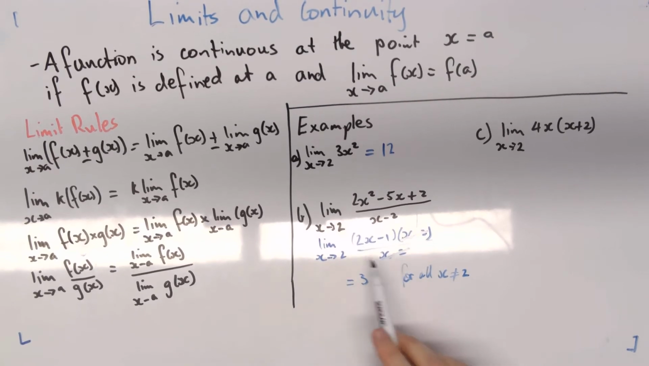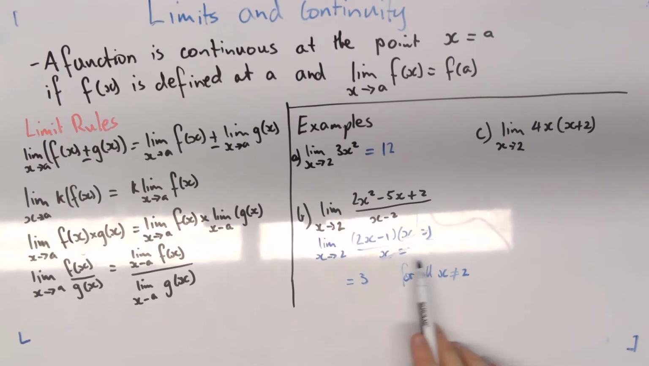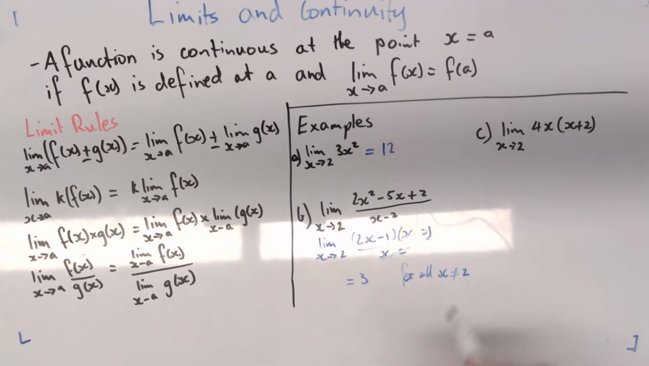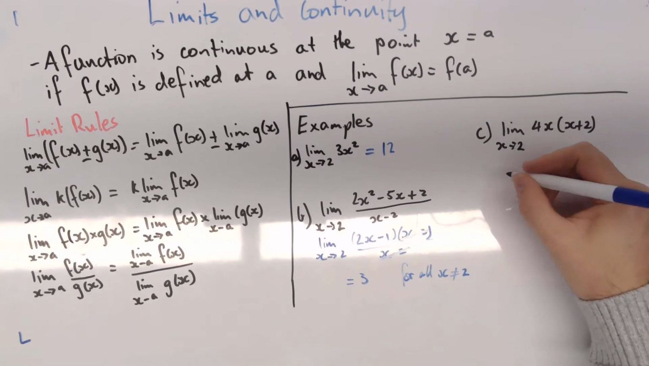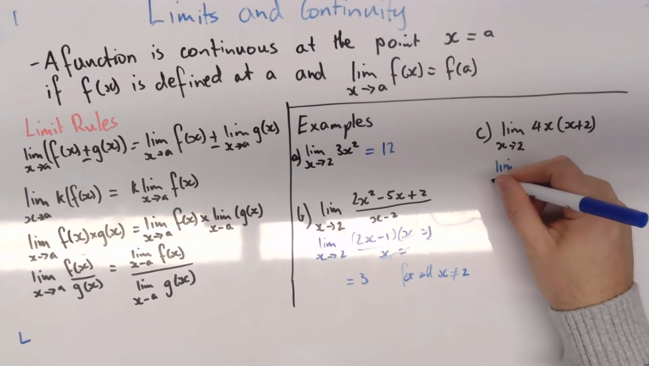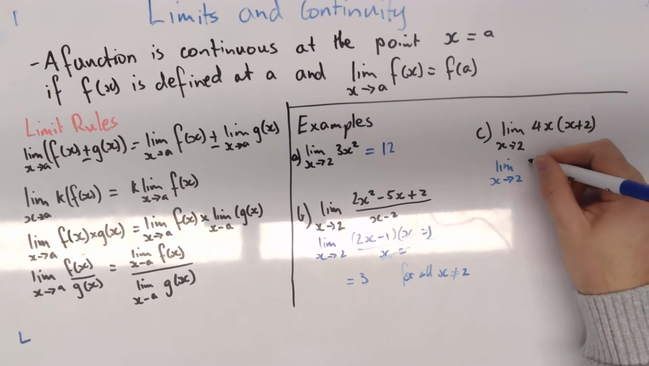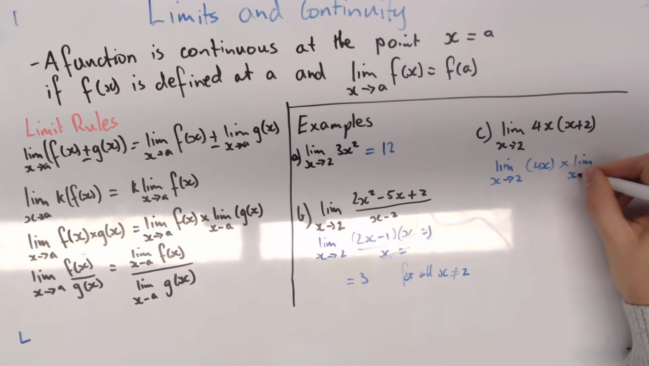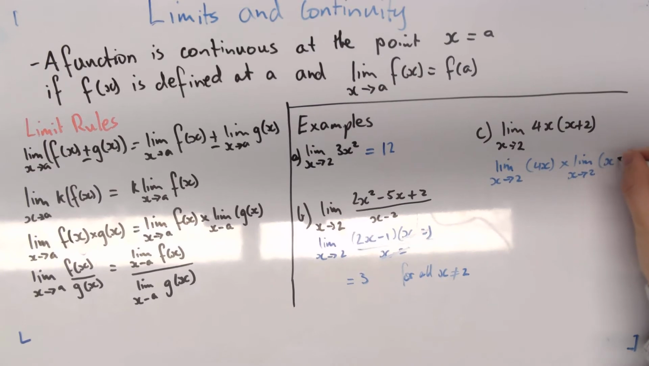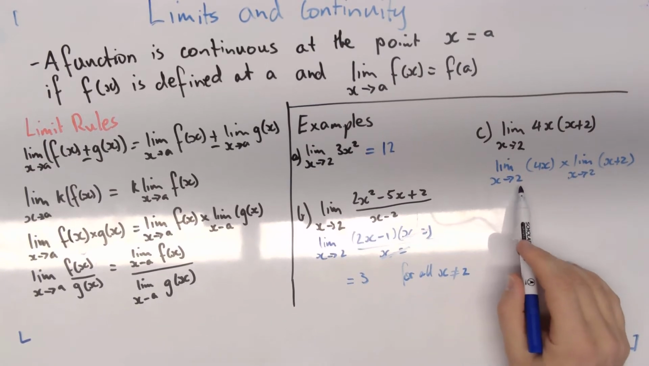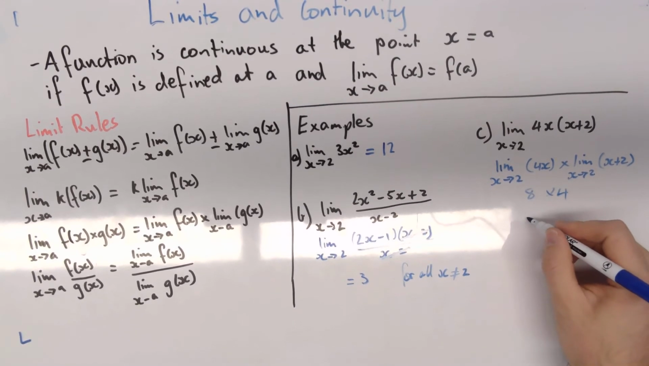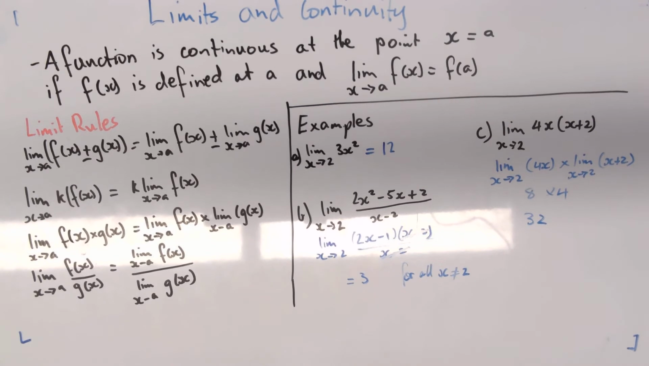We've got to make sure that we understand that we can't do it at the point x equals 2. Our last one here is the limit as x approaches 2 of 4x times x plus 2. The idea with this one is just to illustrate that we are allowed to separate into parts and do those parts separately. When we put 2 into here, we're going to get 8. When we put 2 into here, we're going to get 4. So multiplied together, we get 32.